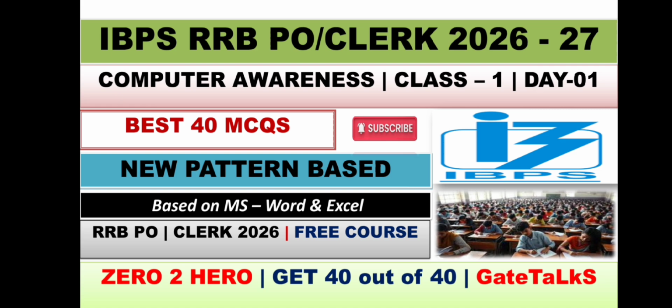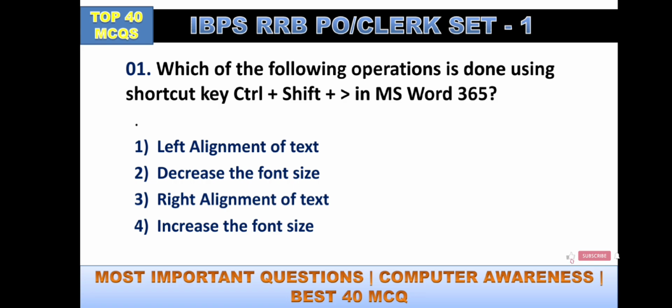The first question you can see on the screen is: which of the following operations is done using the shortcut key Ctrl plus Shift plus greater than sign in MS Word 365? It is used to increase the font size. Here the answer is option number 4.